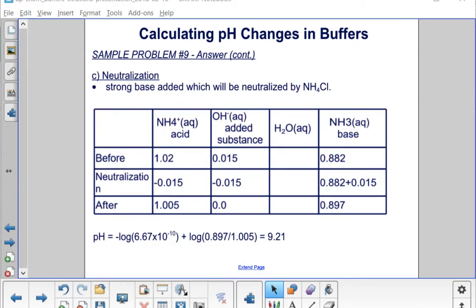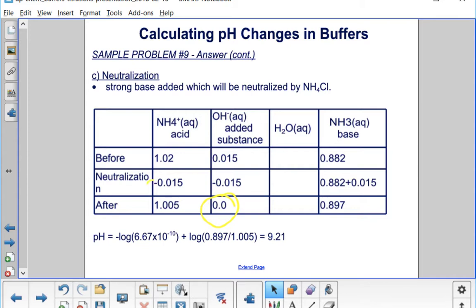All right, let's continue with part C of sample problem number 9. We're asked to find the pH after 0.015 moles of strong base is added to the buffer. So that strong base will be neutralized by the acid that's in the buffer solution, the ammonium NH4+. Okay, so we start with our initial amounts of ammonium and ammonia, 1.02 moles, 0.882 moles, and how much strong base is added, 0.015 moles. Again, we use up all of the strong base hydroxide ions, so we're left with none.